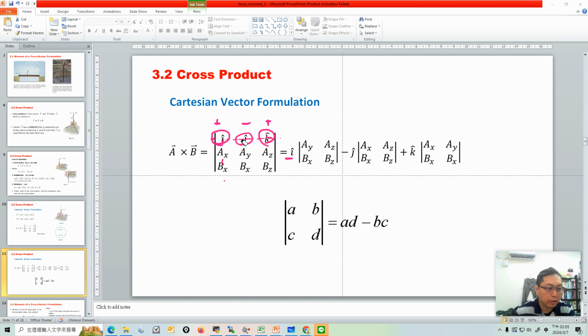Next, we choose J as the cofactor. But here we have a minus sign, so you have to write minus J. Then block out this row and column in the same way, so you will have AX AZ BX BZ as a determinant. Finally, we choose K. K is positive, so we write plus K, and then we block out this row and column. It will be AX, AY, BX... sorry, there is a typo.